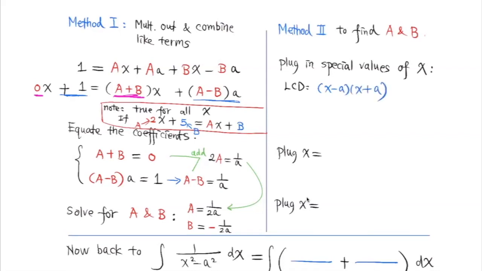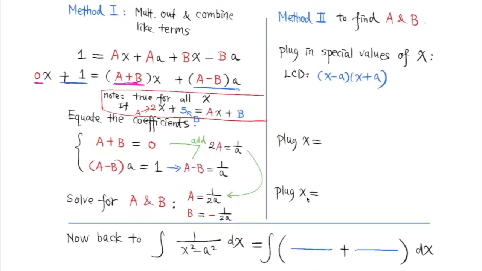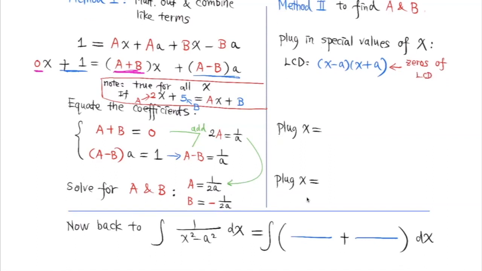So what are the roots of this LCD? The roots of this LCD are what? a and negative a. Yes, you got it. So we're going to plug in a and negative a. Okay, let's plug in a and negative a over here.